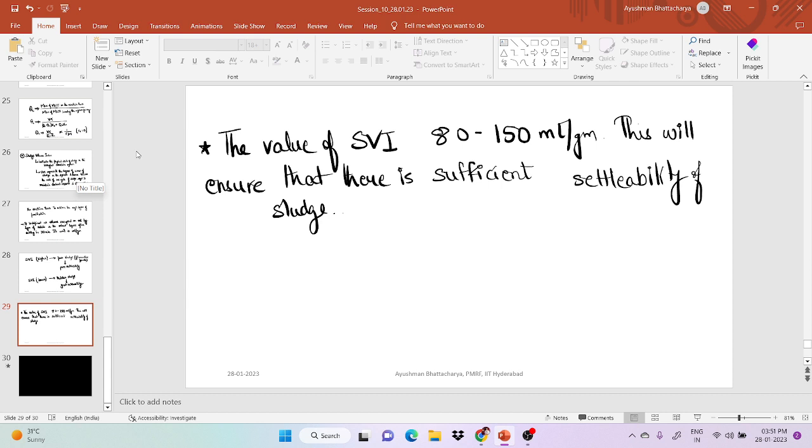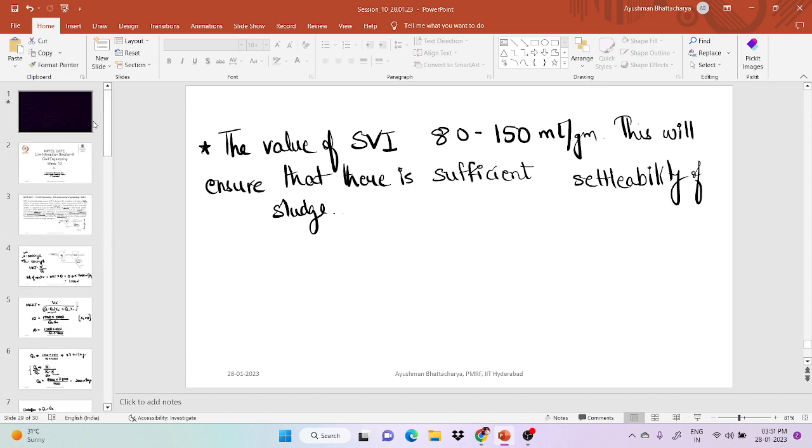Also remember that the activated sludge process is a suspended culture process with sludge return, and this process can be a completely mixed as well as a plug flow process.